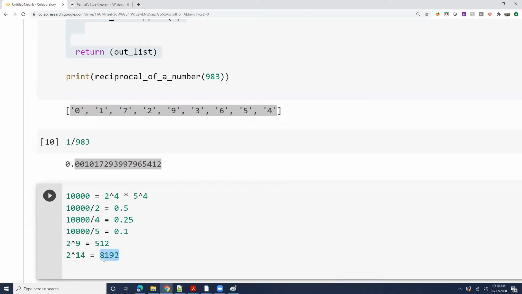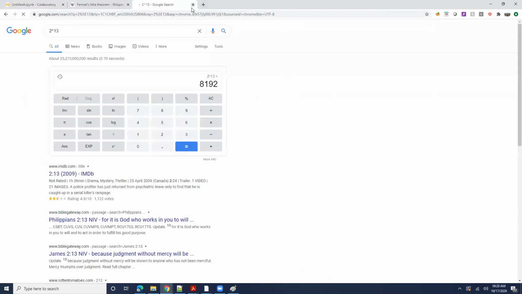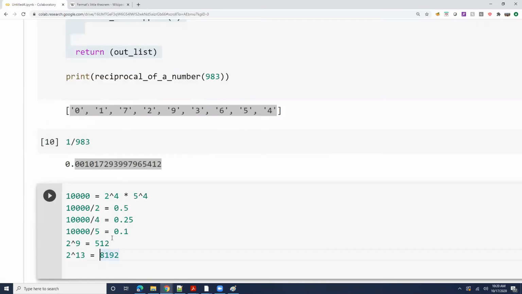No, 2 power 14 is not 8192. 1024, 2048, 4096. So 2 power 13 is 8192. Let's see. Yeah, 2 power 13. So 8192 is the highest power of 2 that is less than 10,000. So 8192 is the answer for the fourth question.